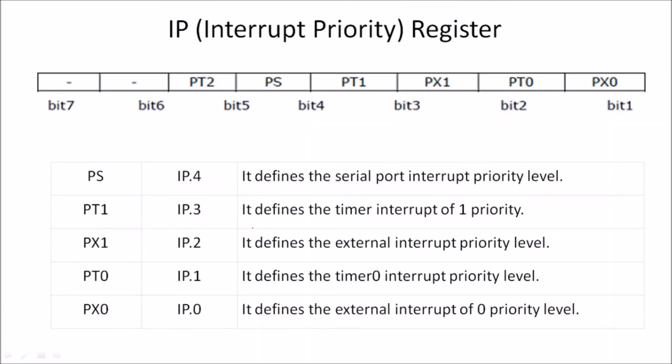The next register is the interrupt priority register. By default, the priorities of interrupts are fixed. Like reset has the highest priority, and we cannot change the priority of the reset interrupt. But we can change the priority of other interrupts. The priority of one interrupt at a time can be changed by the user, and for that this IP register is used. These are the bits for each of these interrupts.